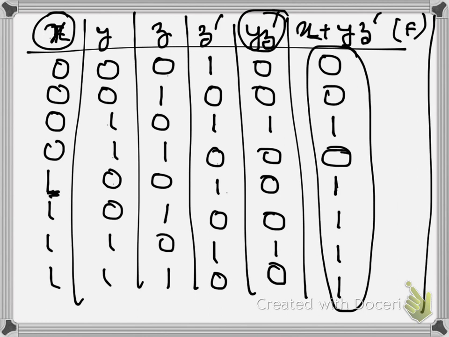So for different values of x, y and z, f will get these particular values. So if the input is 1, 0, 0, my output of the function would be 1. If it is 1, 1, 0, output would be 1. But if it is 0, 0, 1, then my output would be 0.